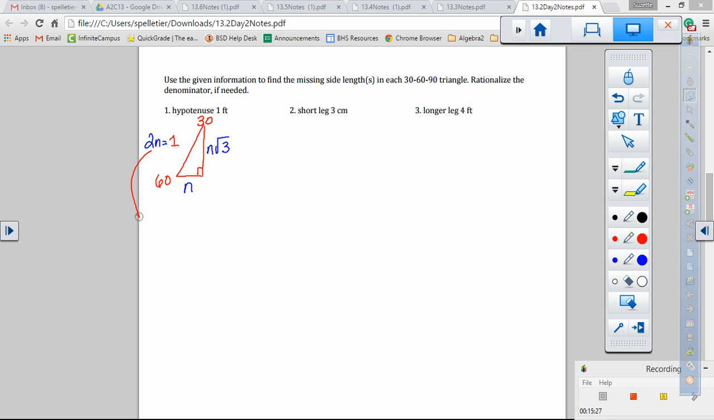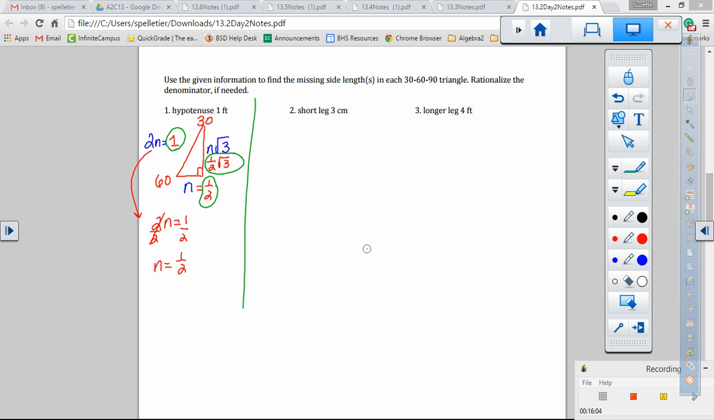So this looks like my equation that I will solve. 2n equals 1. To get n by itself, I have to divide by 2. Divide one side of the equation by 2, then you have to divide the other side by 2. So n equals 1/2. So this side equals 1/2, and this side equals 1/2. Okay? So if I ask you what are the lengths of all three sides, you would say the hypotenuse is 1, the long leg is 1/2 the square root of 3, and the short leg is 1/2. You have all three sides.